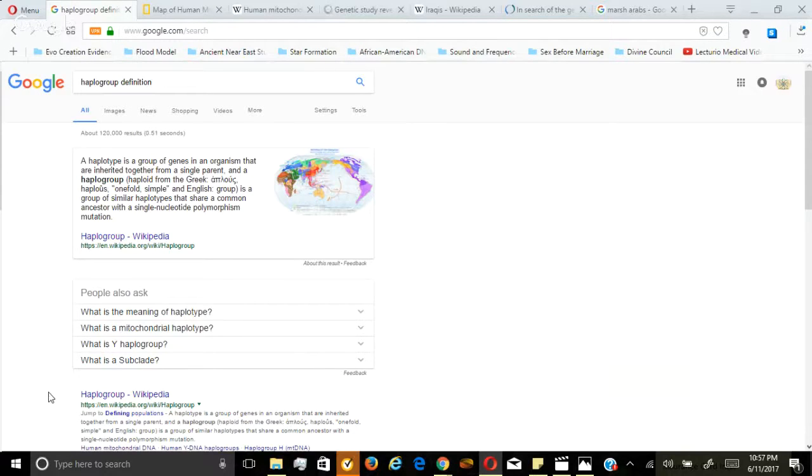So when you start talking about people groups and genetics, different people groups are separated by haplotypes. A haplotype is a group of genes in an organism that are inherited together from a single parent. And a haplogroup is a group of similar haplotypes that share a common ancestor with a single nucleotide polymorphism mutation. So that is what you've got.